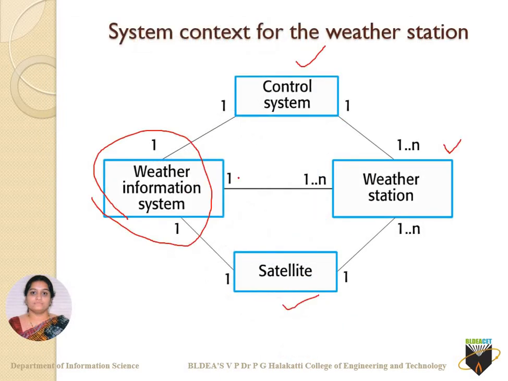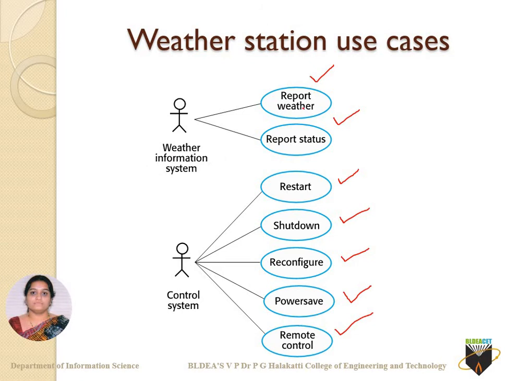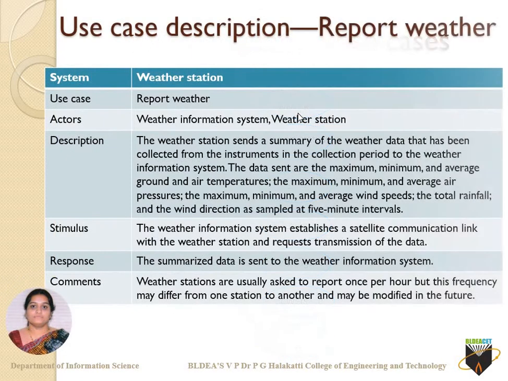Whenever you are reporting the weather, here for this report weather as a use case, who are the actors? Weather information system and weather station. These are the two mediums through which I can report the weather. What's the description? What is this use case ultimately doing? The weather station sends a summary of the weather data that has been collected. It's a self-descriptive slide, you can just read it.